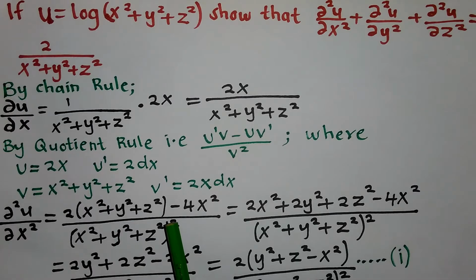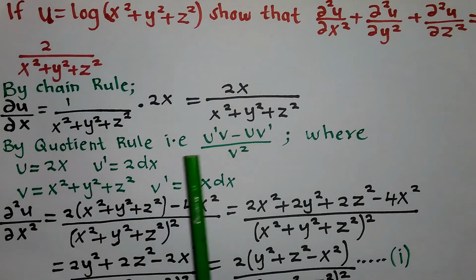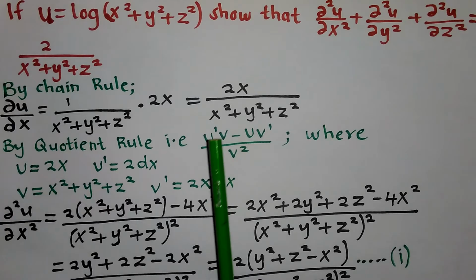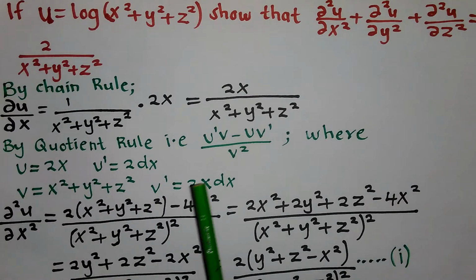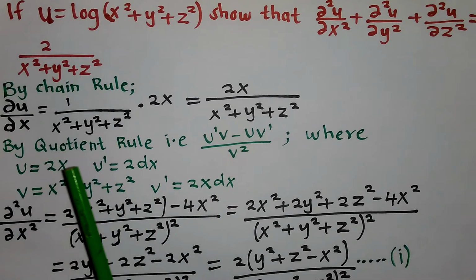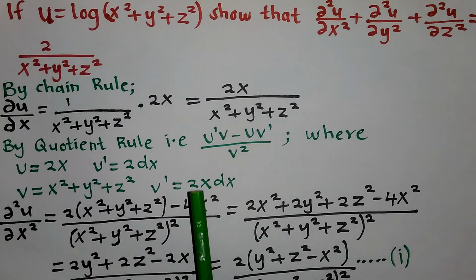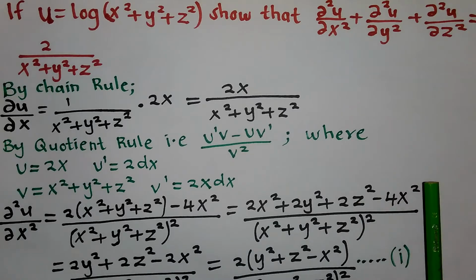After that, I'm going to replace these values in the quotient rule. That is the derivative of u multiplied by v, so I have 2 multiplied by this one, and then minus u multiplied by the derivative of v, that is minus 2 times 2x, which is 4x squared, over this. If I simplify this by opening the brackets, I have 2x squared plus 2y squared plus 2z squared minus 4x squared.